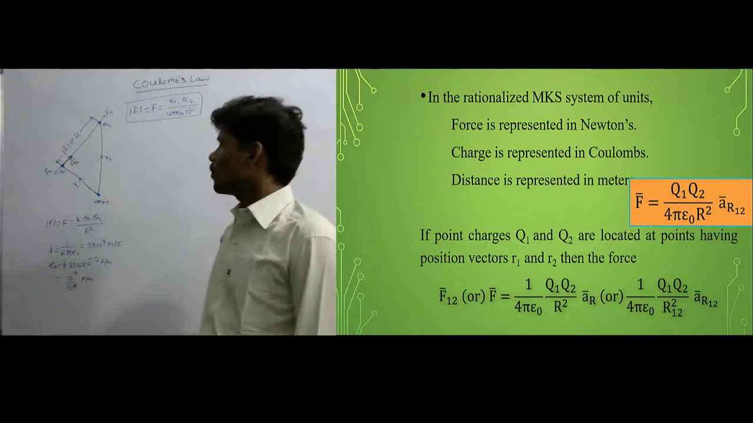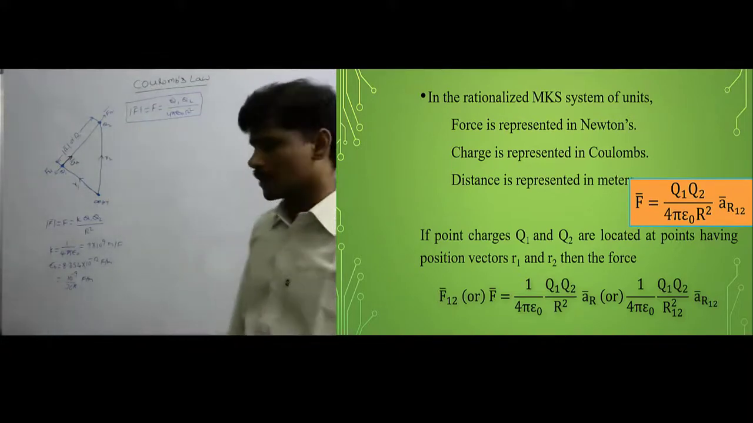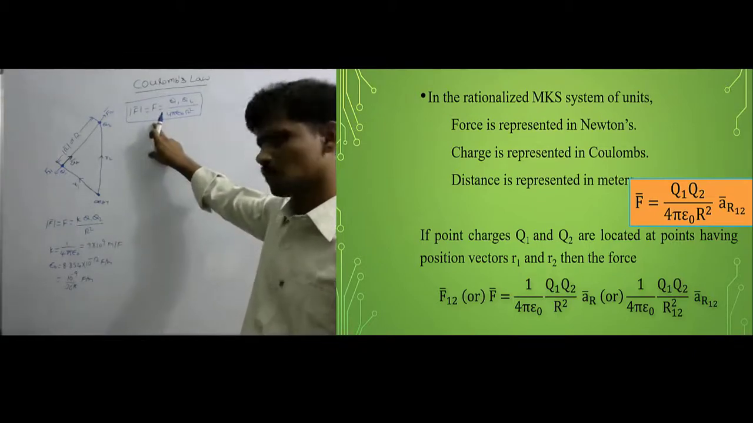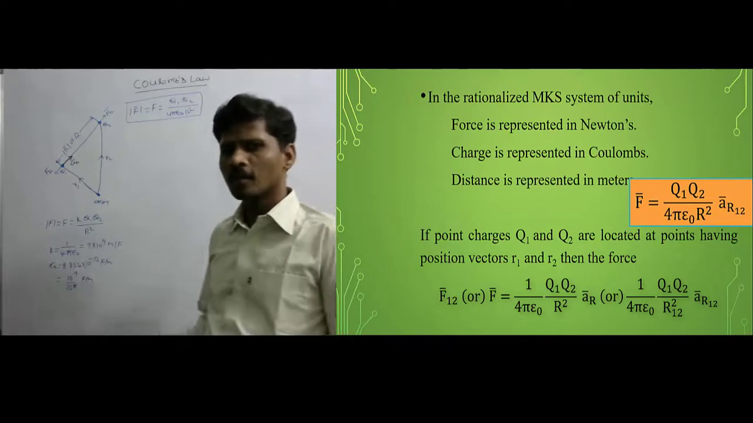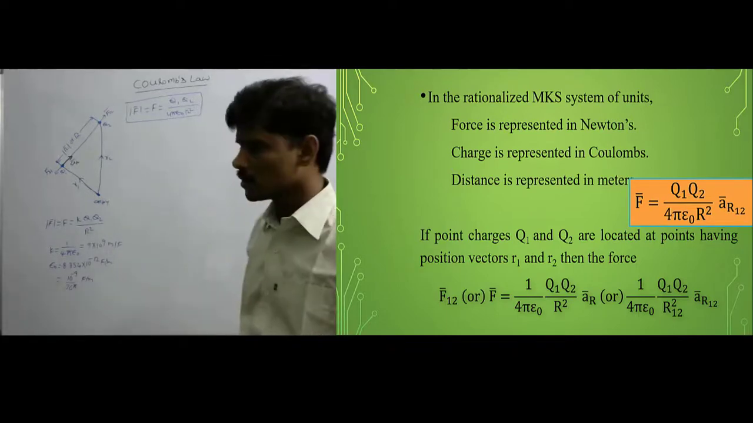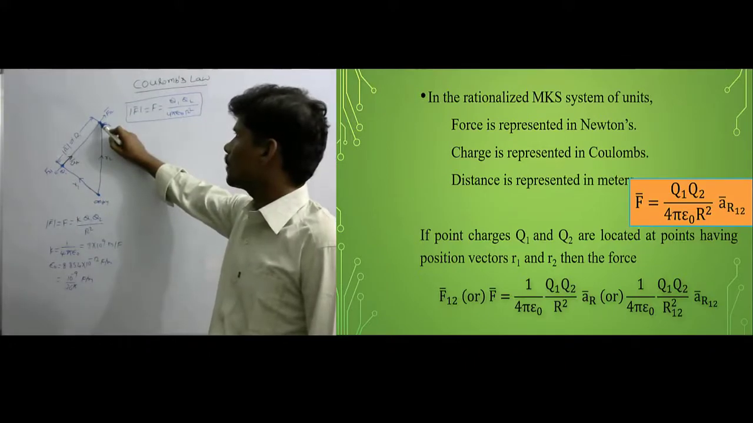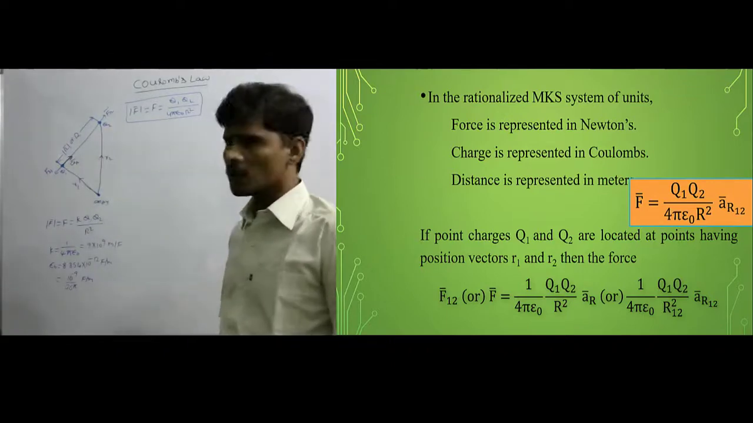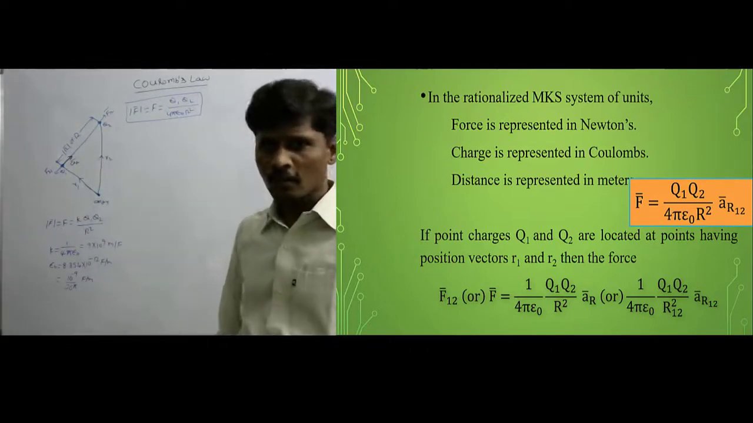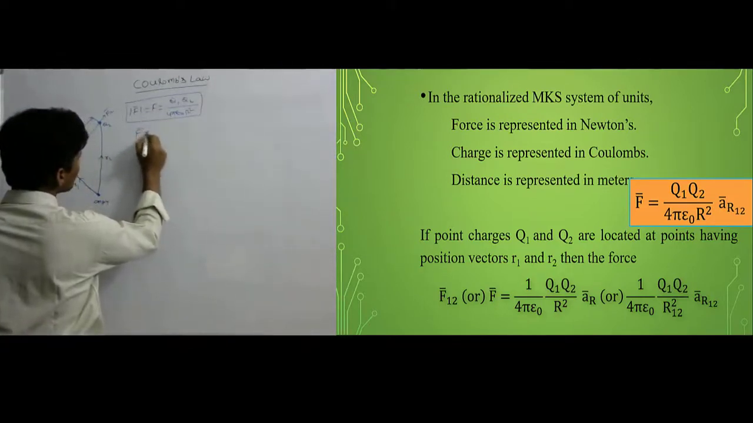Next, calculate the force between 2 point charges in terms of unit vector. This is the magnitude of the force. Next, calculate the force F bar in terms of unit vector. So in terms of unit vector means now here calculate the force F bar or F12 bar on charge Q2 due to Q1. Along that direction, what is the unit vector? AR bar. So F bar is equal to F into AR bar.